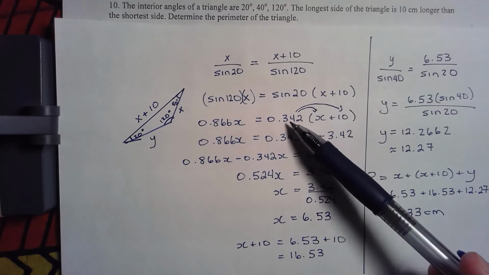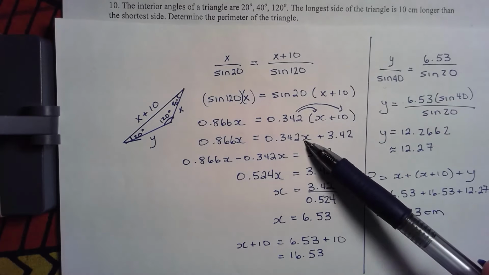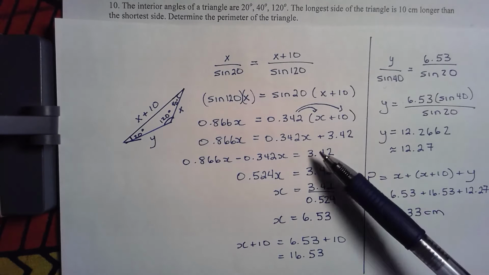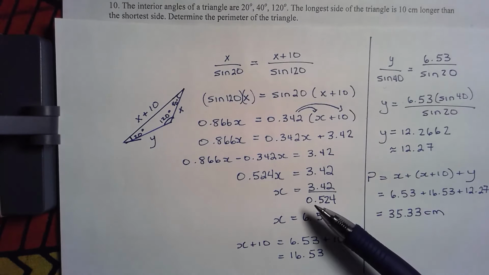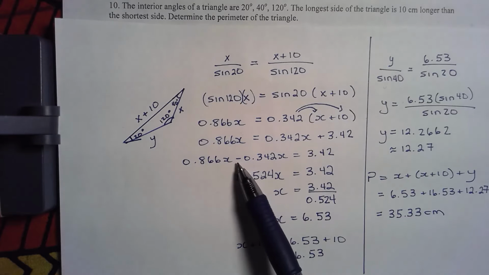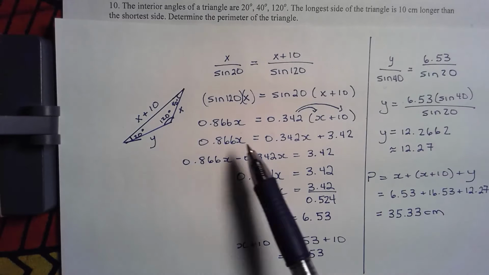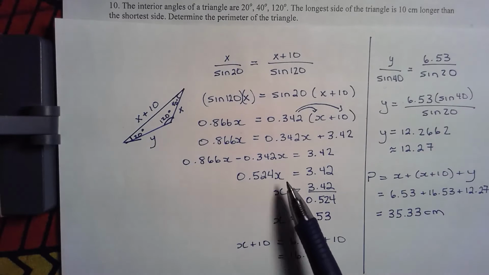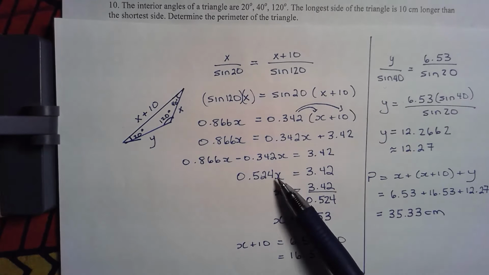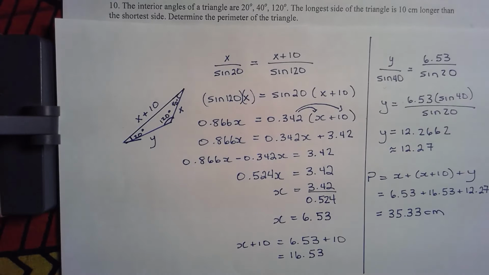So here I need to distribute this or carry this into the bracket. So it's 0.342x and 0.342 times 10, which is 3.42. In the rest of this, I'm just solving an equation. So I move the 0.342 to the other side. It becomes a subtract. Then I do the math on this, and I get the 0.524x. Now I'm going to move the 0.524 to the other side. It's the opposite operation. It becomes a division. And when I do the math on this, I get the 6.53.